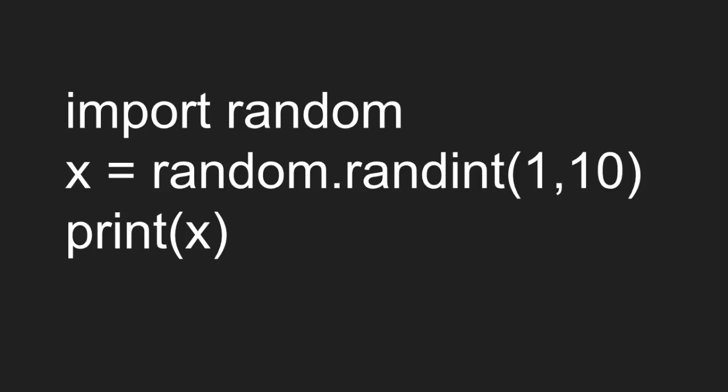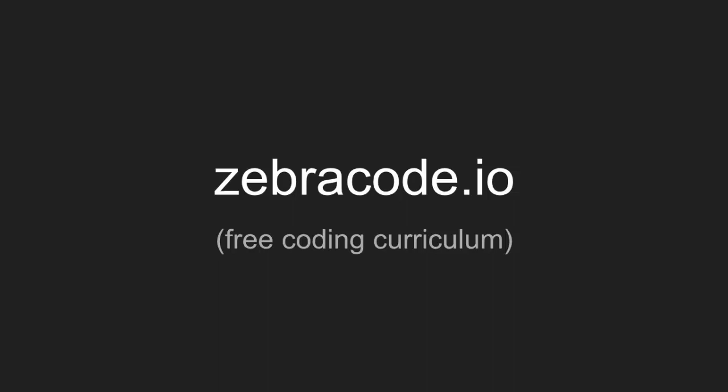So this is ZebraCode.io. We're focused on lists, and lists are nothing more than a collection of items. The key syntax is the square brackets, which tell Python that this is a list, and that's one of the data structures that we'll learn about within this course.